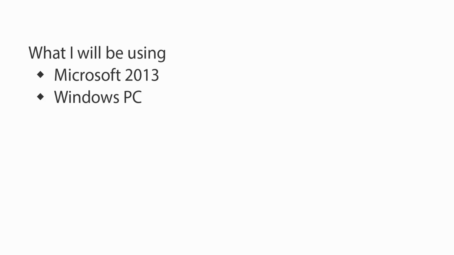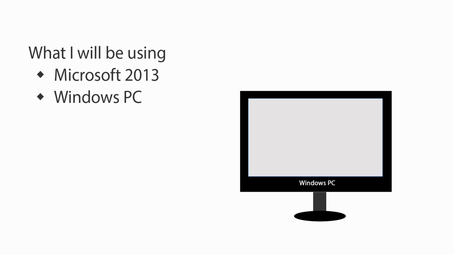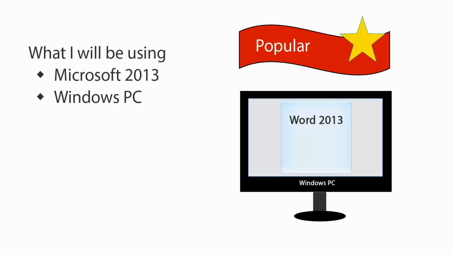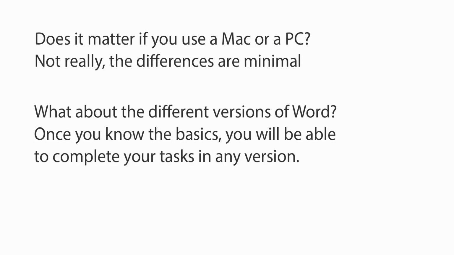Well, why the 2013 version? And why am I using a PC? Well, that's because after researching a bit, I have concluded that Microsoft Word 2013 is the most commonly used form of Word, and PCs are more common than Apple computers. So my tutorial is in a 2013 version of Word on a PC, but don't fear if you have a different version. The specs are very similar and easy to figure out.